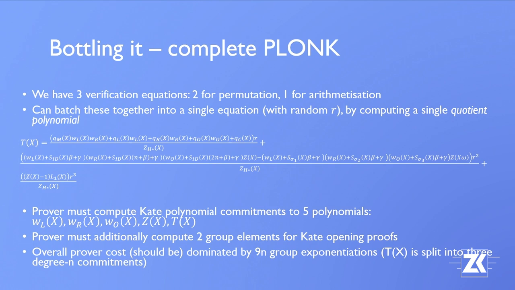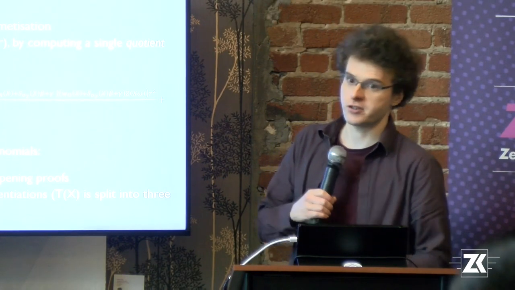And then you additionally need two more group elements for the KZG opening proof, because you're opening your polynomials at two evaluation points. The overall proof cost is therefore dominated by effectively nine times the number of group exponentiations the prover has to perform, which is traditionally the dominant cost for constructing these proofs. That is nine times the number of gates, which is quite low. And it means that proof construction is quite fast.